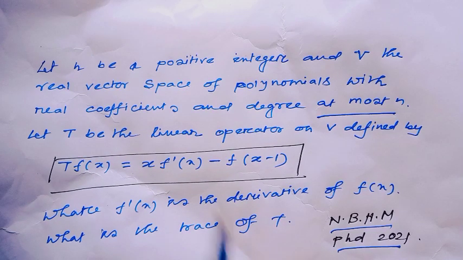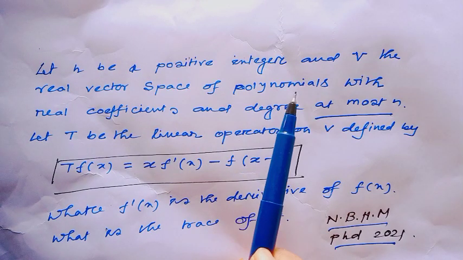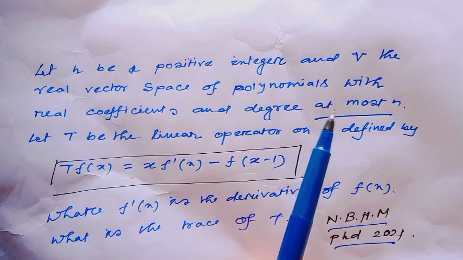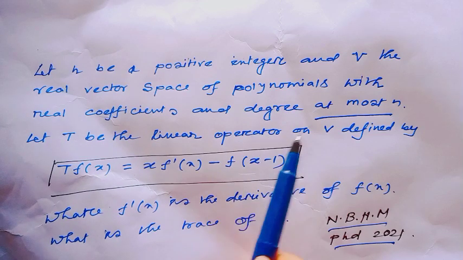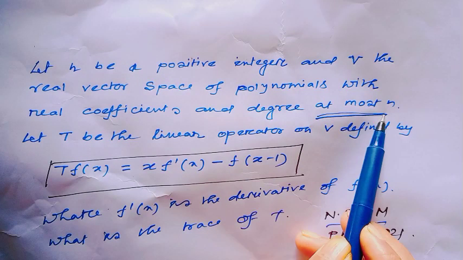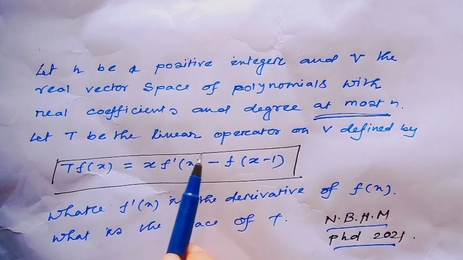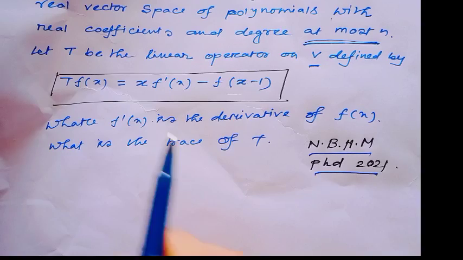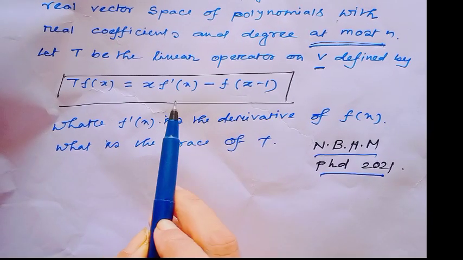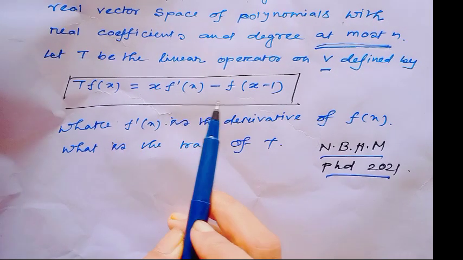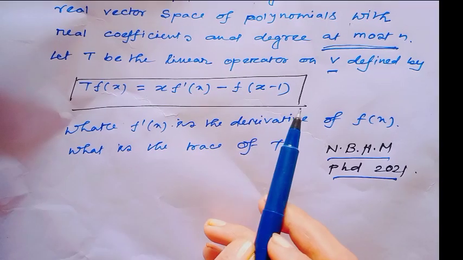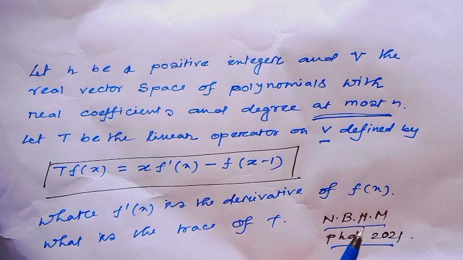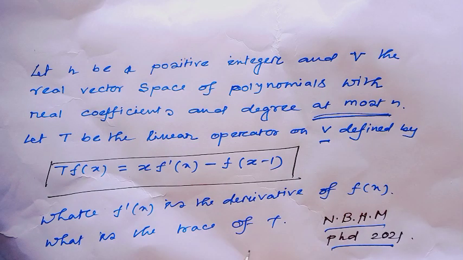The question is: let n be a positive integer and V be the real vector space of polynomials with real coefficients and degree at most n, and consider T to be a linear operator on the vector space V defined by T of f(x) equal to x f prime(x) minus f(x minus 1). Here f prime(x) is the derivative of f(x). Then what is the trace of T?